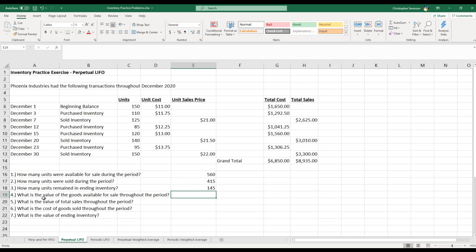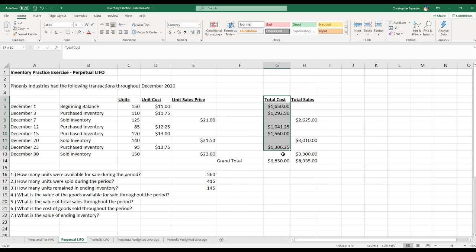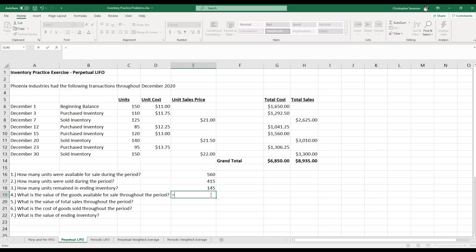Number 4, what is the value of the goods available for sale throughout the period? Now the value, we're saying the cost. What is the total cost of those units that we could have sold? We already did that. We did that with this total cost column. We took the total cost for every row without considering anything that we actually sold, and then we added them up. So our answer here is 6850.